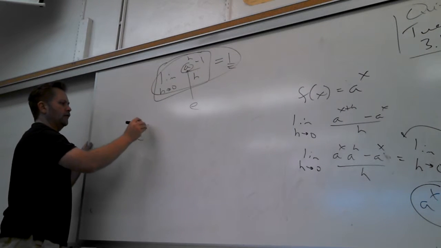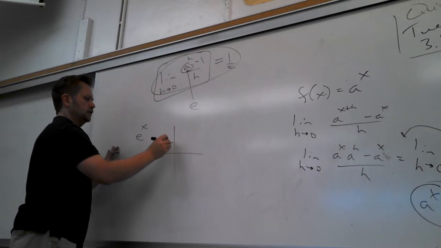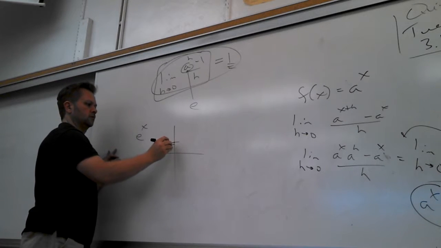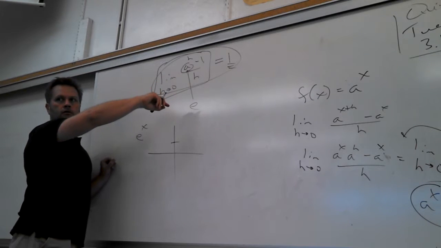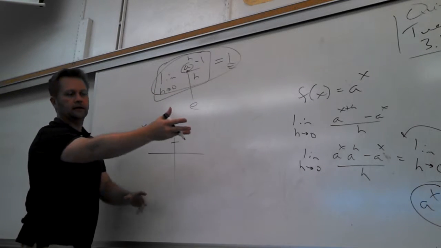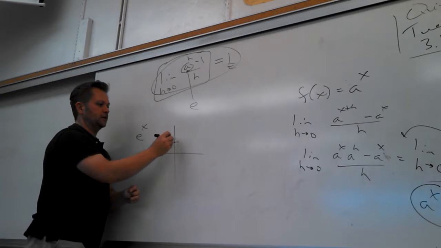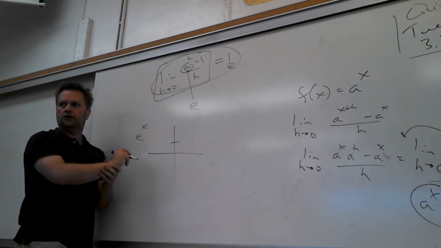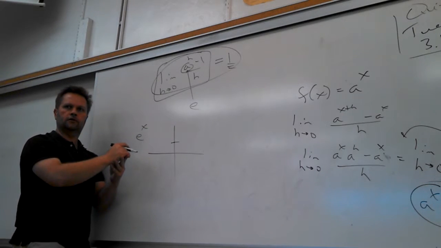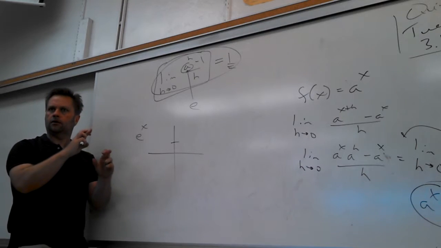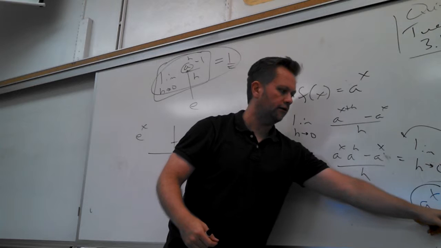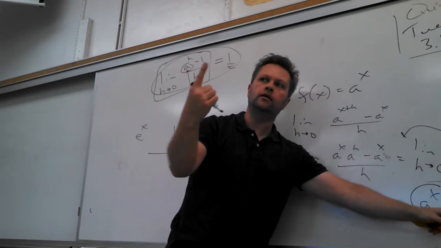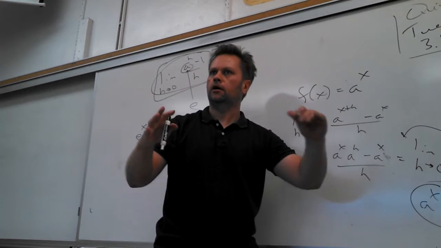If I graph e to the x, what's its slope at 0? 2.7, or whatever e actually is. So it's like its own slope. Everywhere it's its own value. It's its own derivative. And if I look back here, if I make a equal to e, what's ln of e? 1, right?